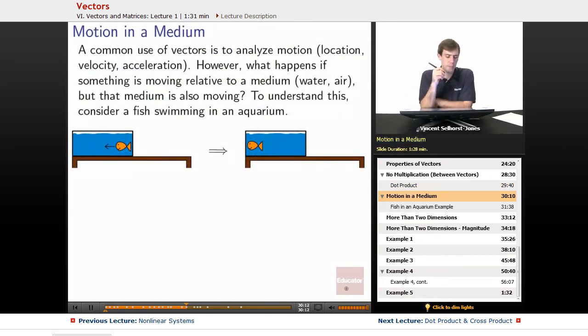All right. Motion in a medium. A really common use of vectors is to analyze motion: the location of an object, the velocity of an object, the acceleration of an object. However, what happens if something is moving relative to a medium, like water or air?